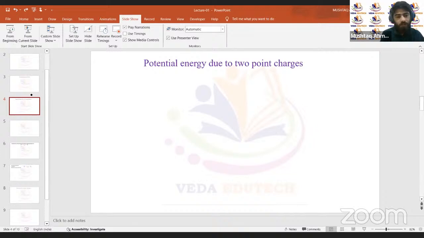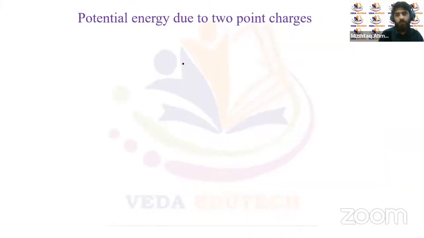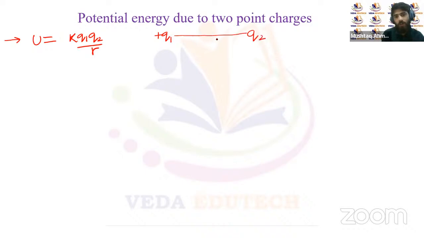So the potential energy due to two point charges was calculated as U equal to k q1 q2 upon r, right? This was the potential energy due to two point charges which are separated by a distance of r.